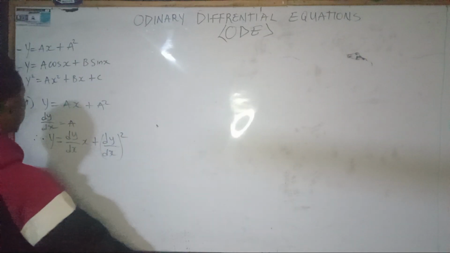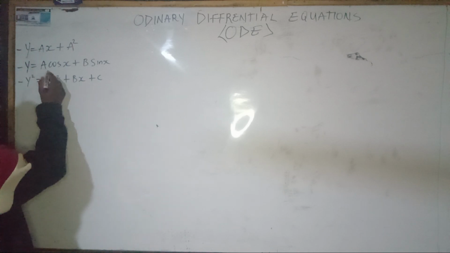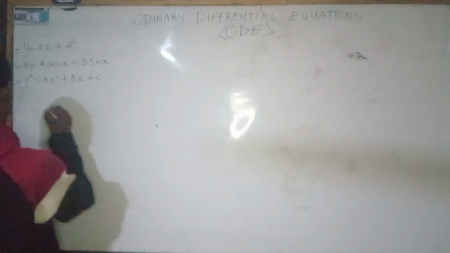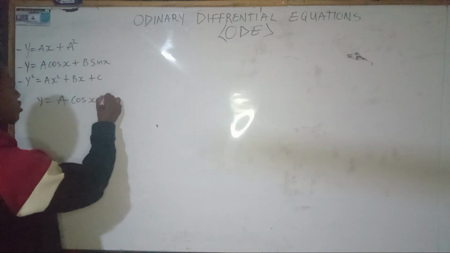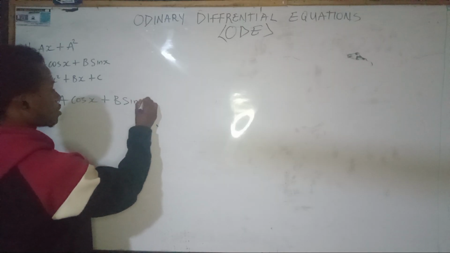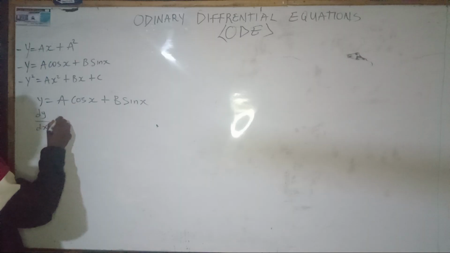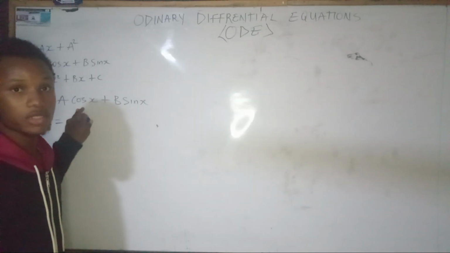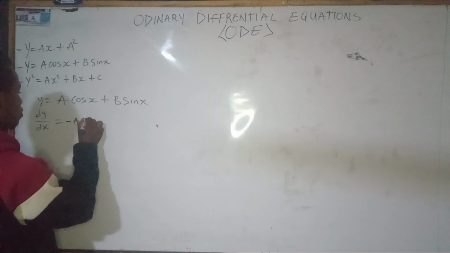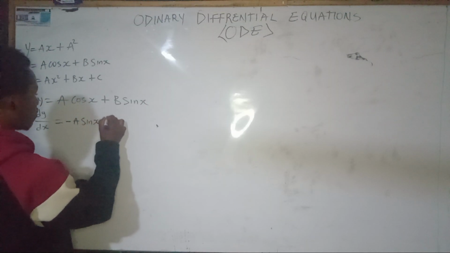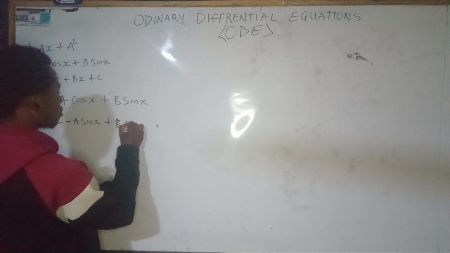Now let us try the second one over here. It says y = a cos x + b sin x. So now if we take y = a cos x + b sin x, we differentiate both sides. We are going to have dy/dx = , if we differentiate cos x, we get minus sin x, so we have minus a sin x, then plus, if we differentiate sin x we get cos x, that is b cos x.